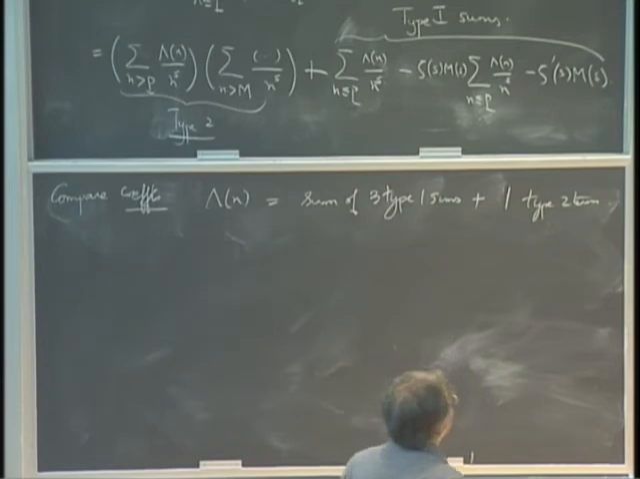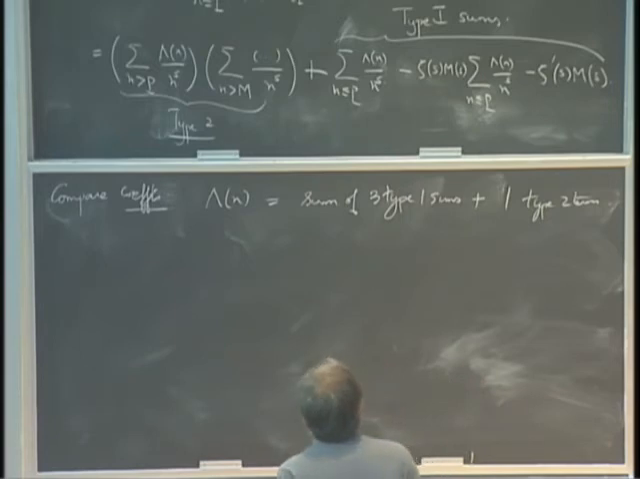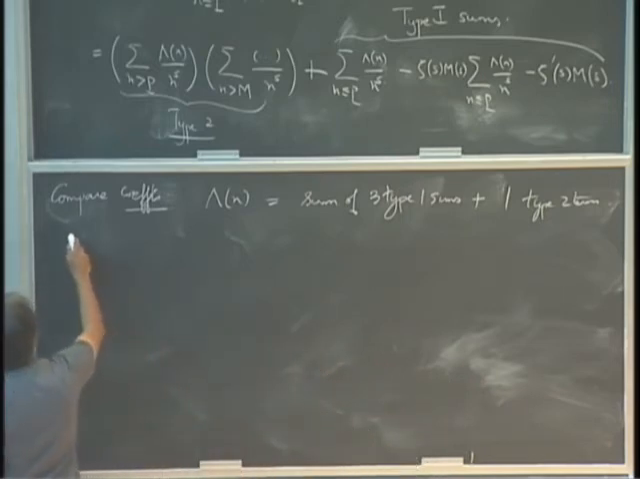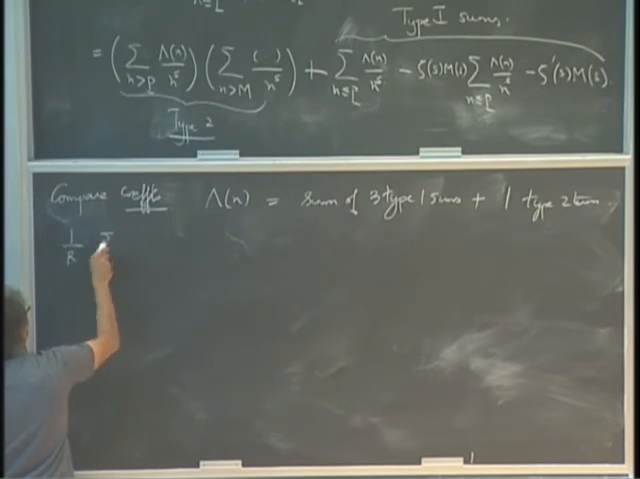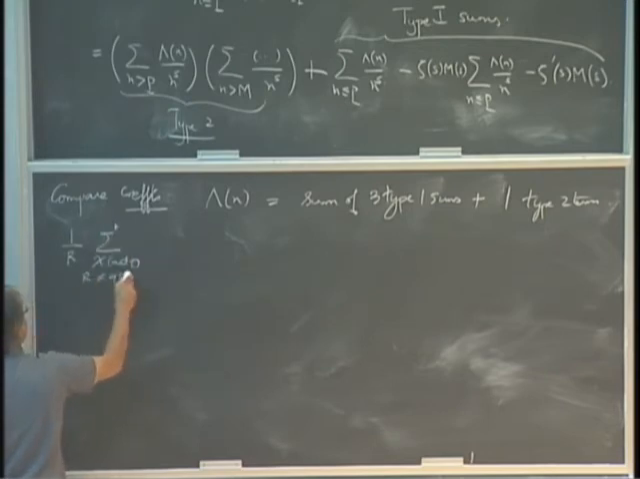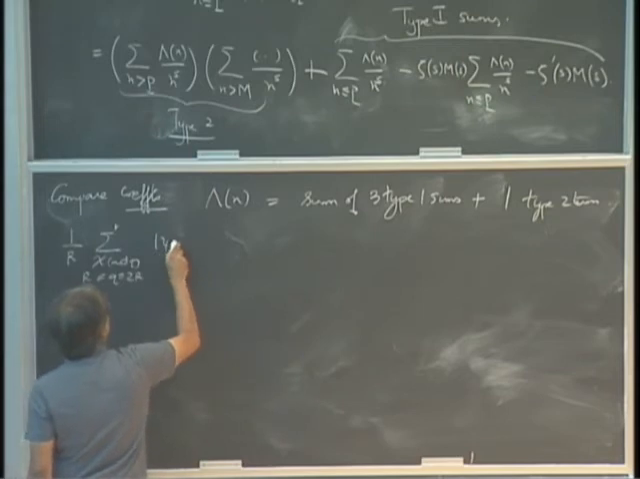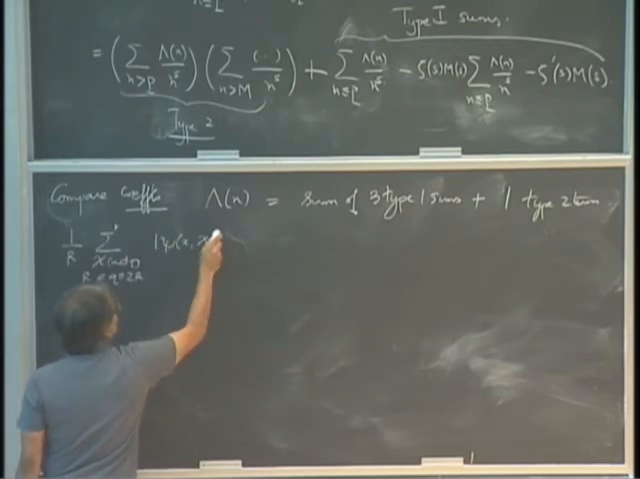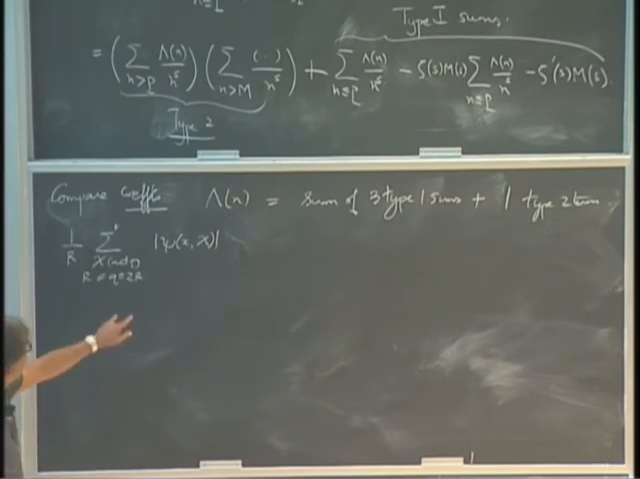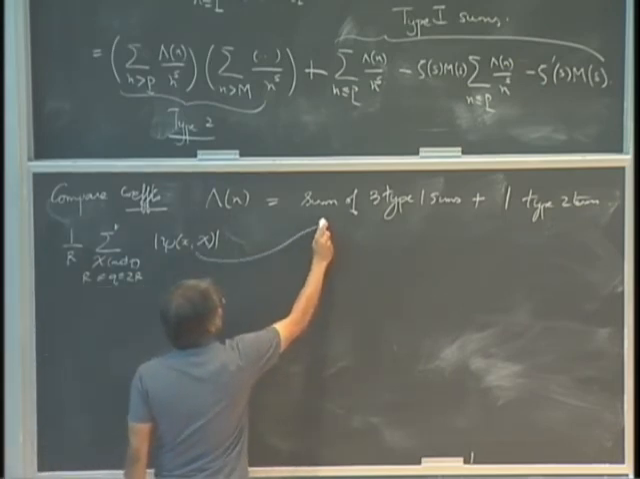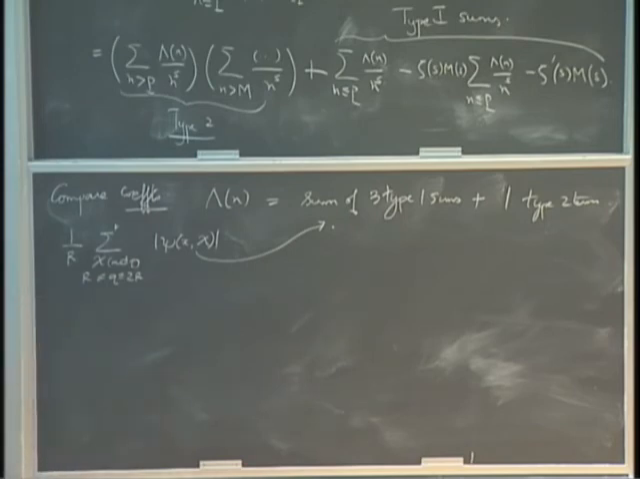Okay, so now let me carry out the argument. Let's keep this in mind. So what I want to understand is 1 over r, the sum over chi mod q, q of size r, of psi x chi, right? And then this guy I'm replacing by the 3 type 1 sums plus the 1 type 2 sum. Okay?